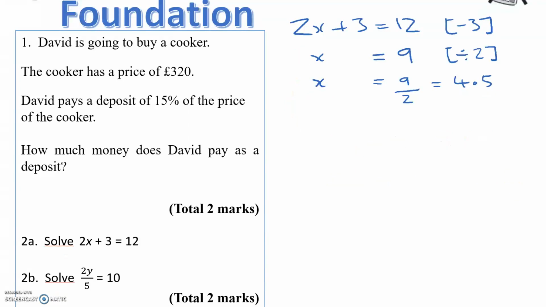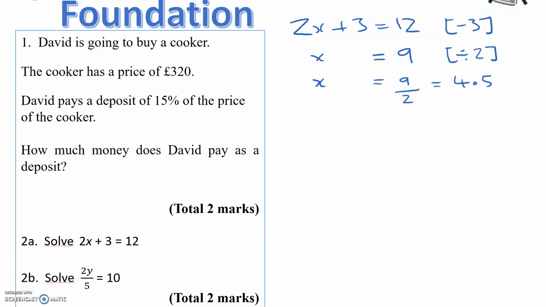Finally, let's just check we've got the right answer before we move on. So to do that, we can substitute our 4.5, which we think x is, into this equation. That'll give us 2 times 4.5, which is 9, and then 9 plus the 3, yep, that gives us 12. So definitely got the right answer, x is 4.5.